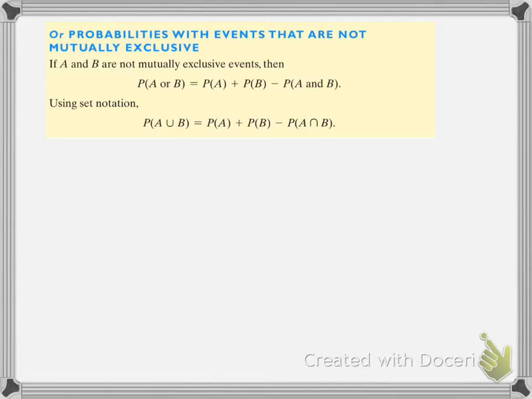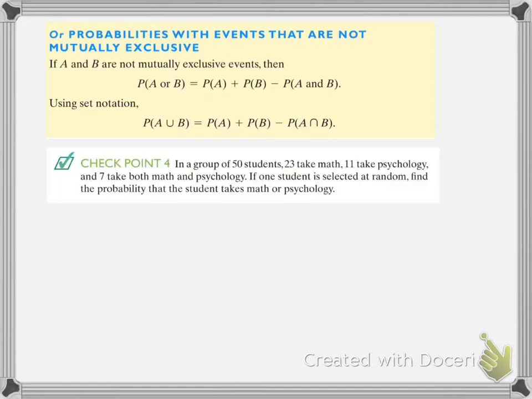Using set notation, P of A or B when they are not mutually exclusive events is the probability of A, plus the probability of B, minus the probability of A and B. Okay, let's look at an example of this.